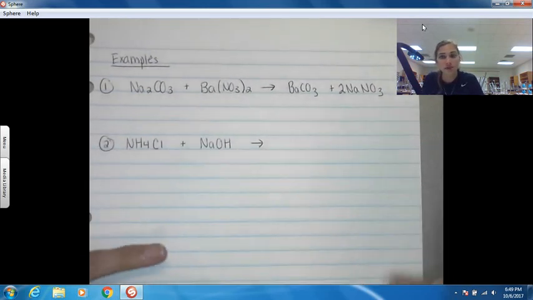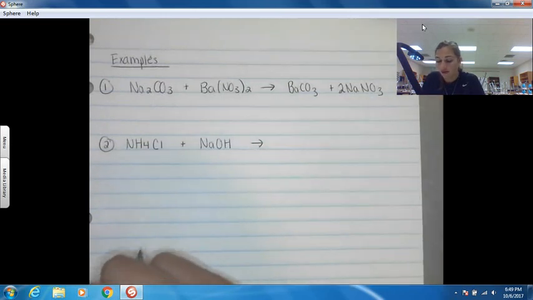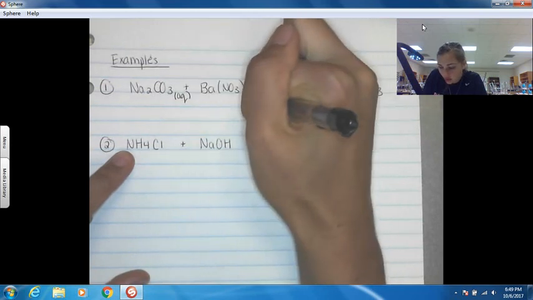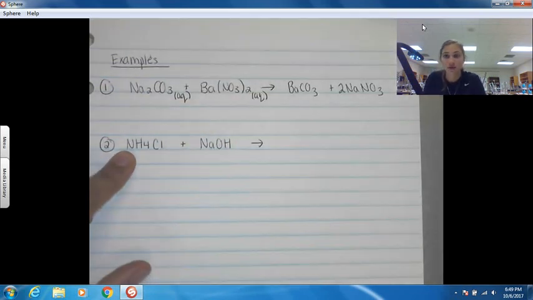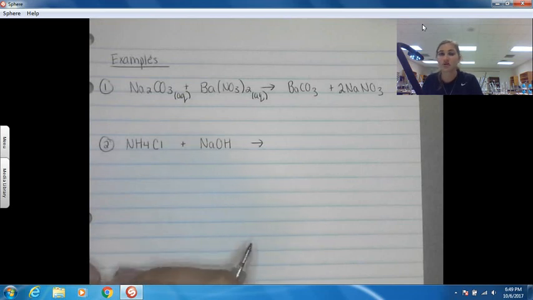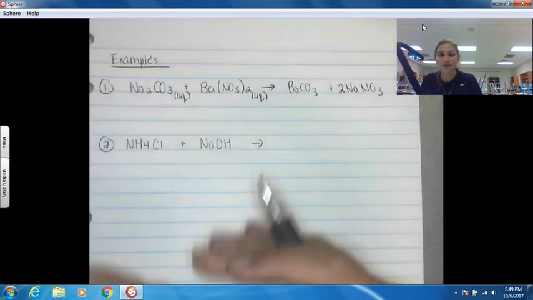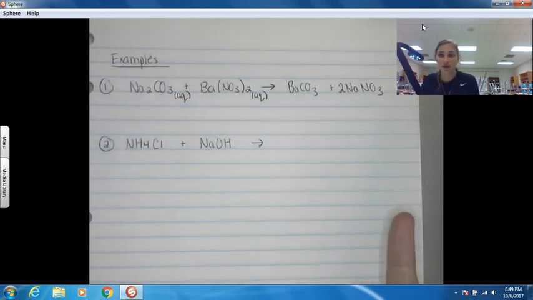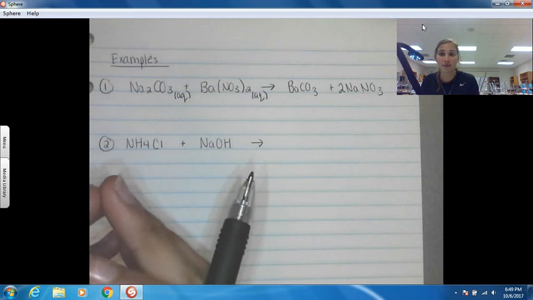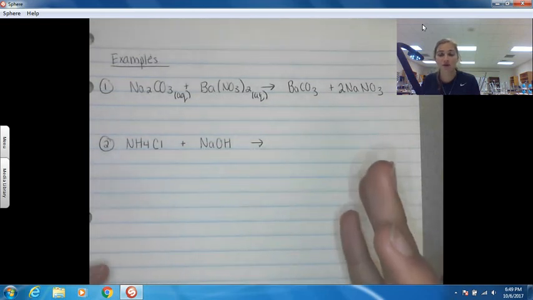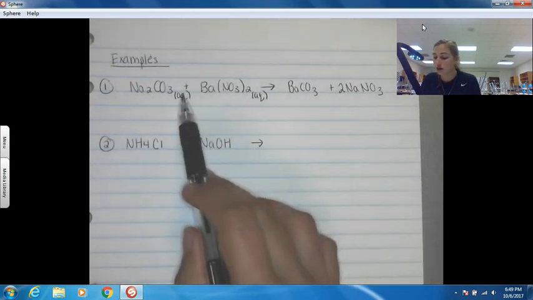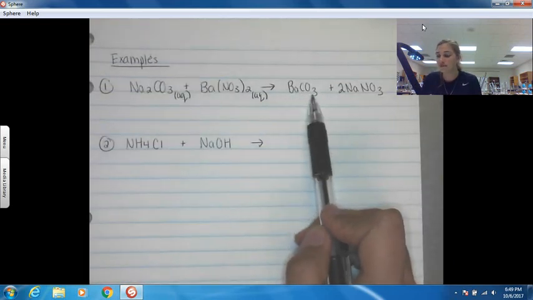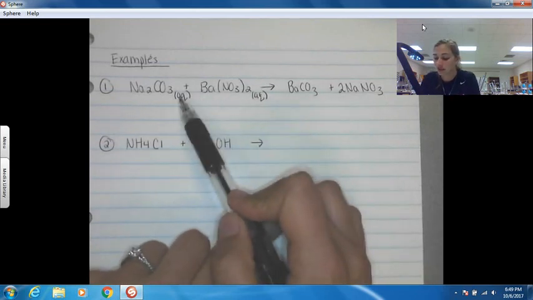Double replacement reactions will always start off with labeling both of our reactants aqueous. In order for a double replacement reaction to occur, our compounds have to be dissolved into water, which means that it's aqueous, so that the ions separate, because we said that ionic compounds separate in water. That's called dissociation, so that our ions separate so that they could repair up with the other ion. So both of your reactants will always be aqueous.